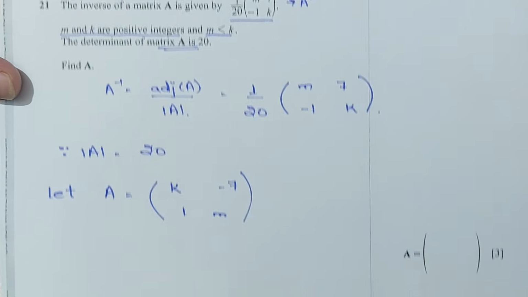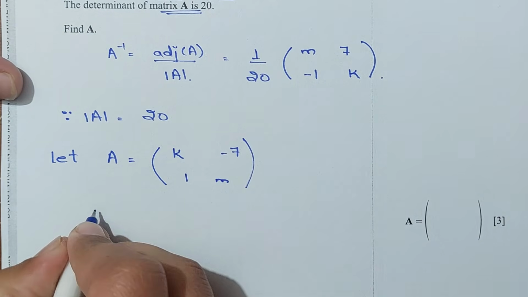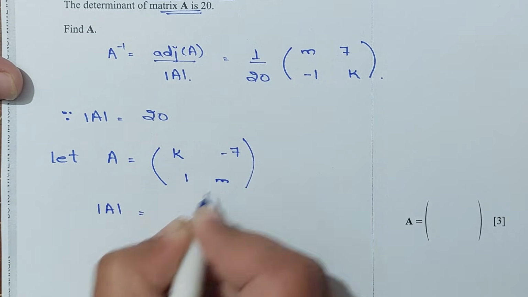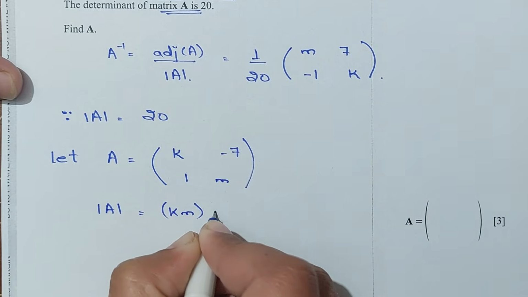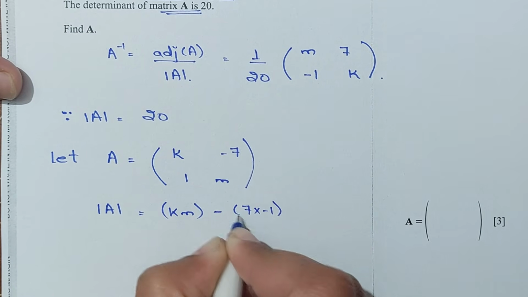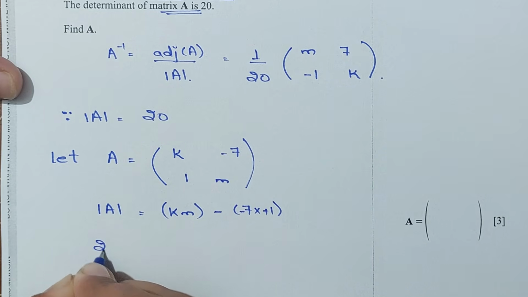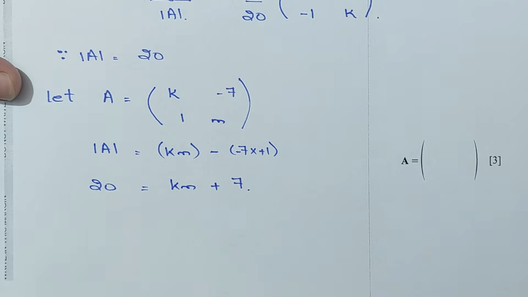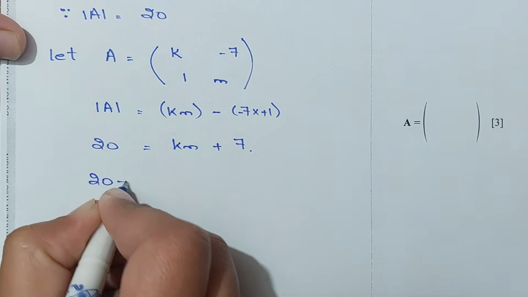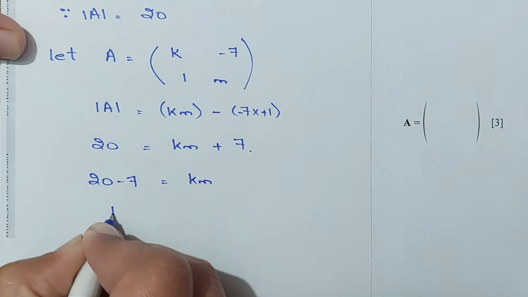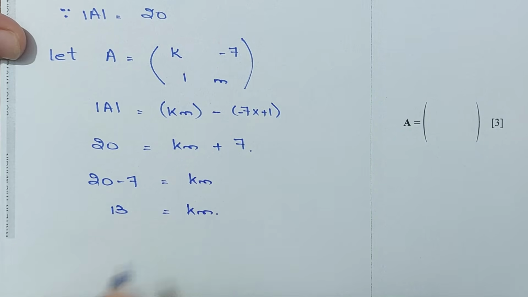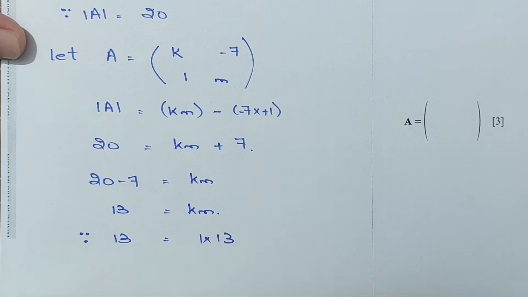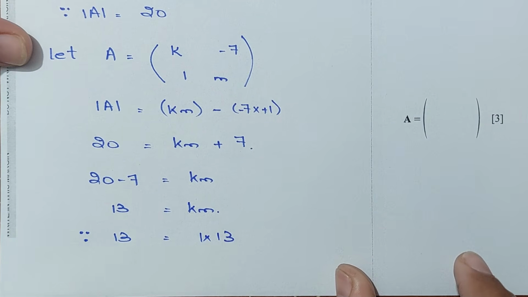But we have to find m and k as well, right? By using this determinant form. Determinant of A is basically the product of km minus the product of 7 and minus 1, minus 7 and plus 1. This is equal to 20 and this is km plus 7, right? So this is 20 minus 7, this is km. So 13 is the value of km. Now what is k and what is m? So we can write down 13 as, it is a prime number. So 1 times 13 is 13. These are the only factors of 13, 1 and 13.